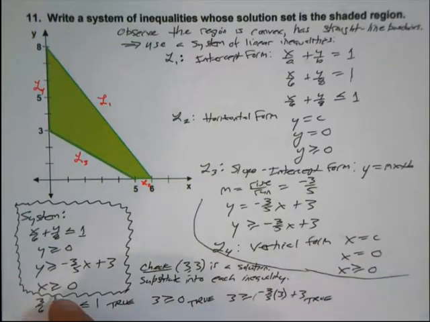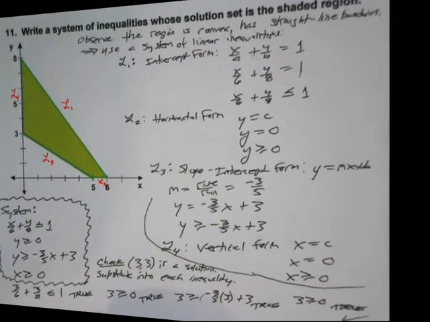Okay, last inequality, x greater than or equal to 0. X is 3, greater than or equal to 0? Yeah, true it is. Okay, we made each inequality true upon substitution. That's what it was supposed to do. So this gives us a little bit of confidence that our system here looks to be correct.